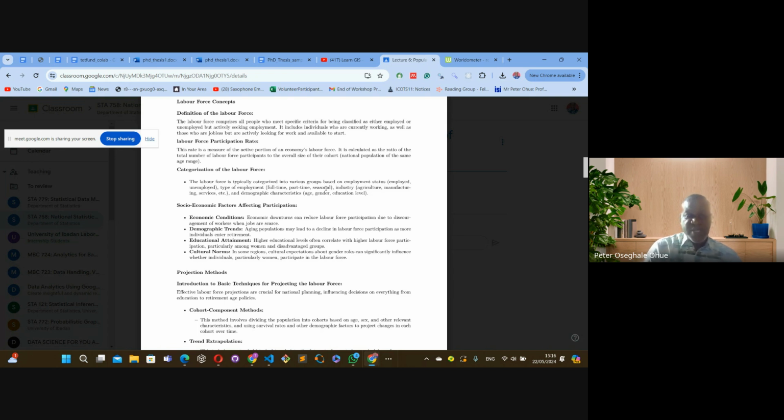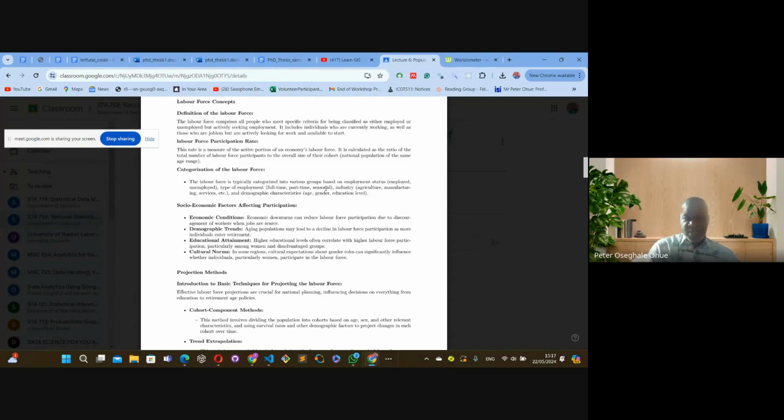Demographic trends. Aging population may lead to a decline in labor force participation as more individuals enter into retirement. This is another thing that we need to take care of as a nation, having a very robust system that takes care of people that are retired. You hear of people not getting that gratuity and pension. You hear of people slumming, people who have even served the nation having issues.